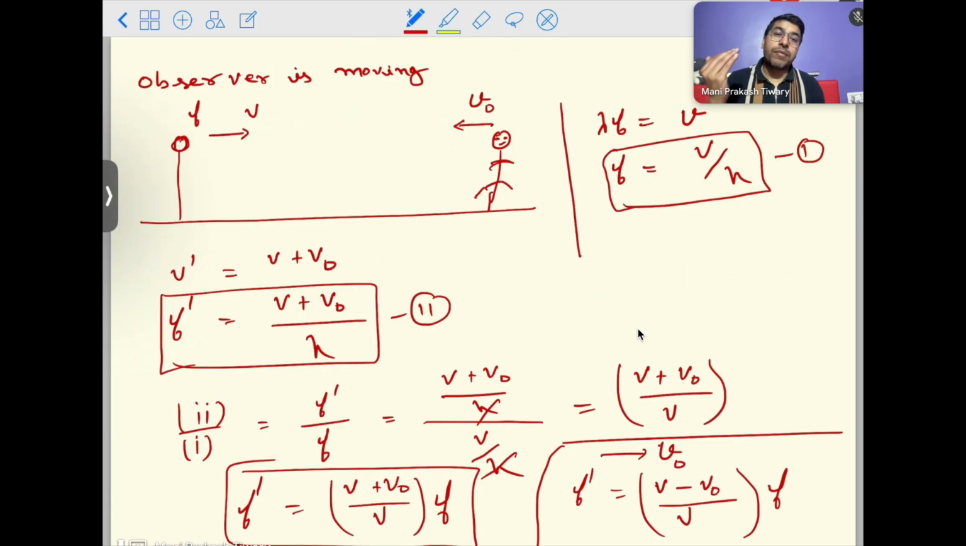So if the observer moves away from the sound source, the frequency he will feel is less. Similarly, if someone is throwing a ball towards me and I start moving in the opposite direction, what will happen? The balls I receive per second are less than the balls he is actually throwing, right? Yes or no? Clear? I hope everyone understood, right?